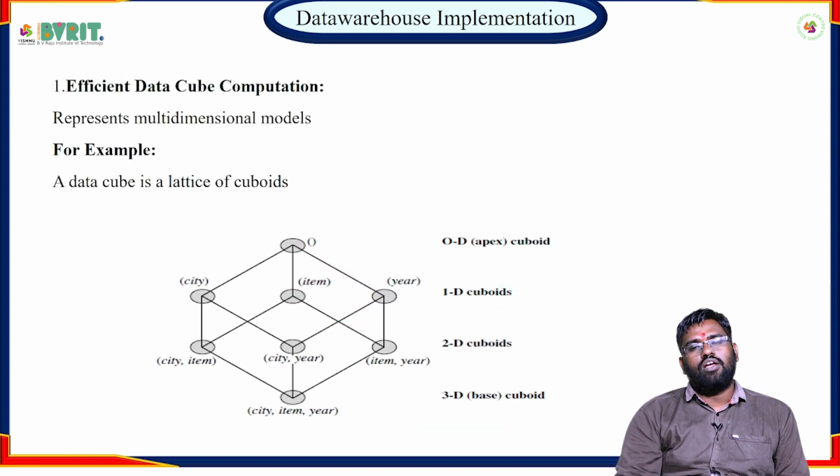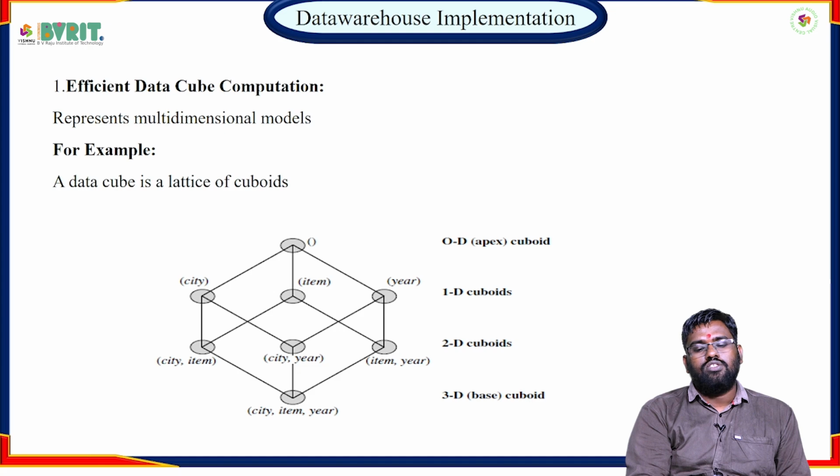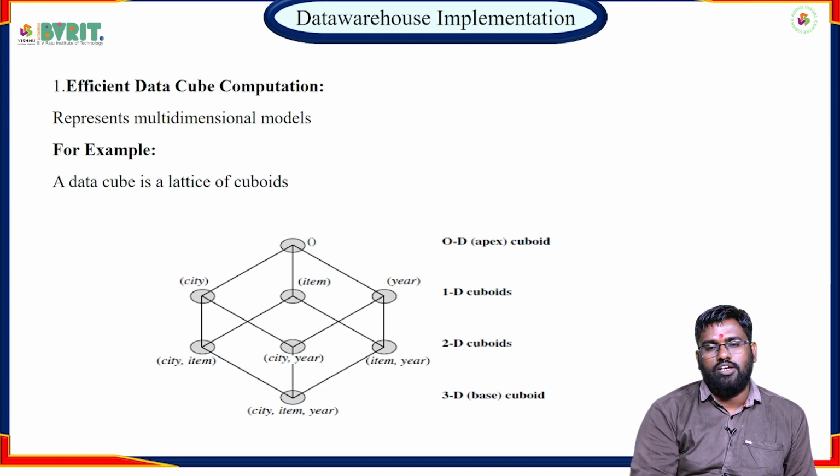Now in data warehouse implementation, we have different steps. The first one is how to implement the data cube efficiently. It represents the multidimensional data model, cubes, and it contains cuboids. This is called a cuboid. It contains cuboids up to 3D.